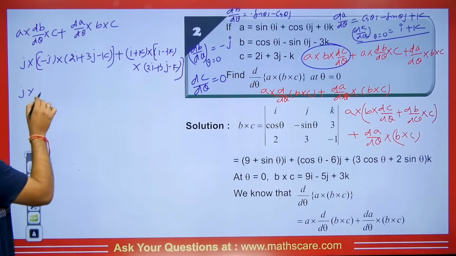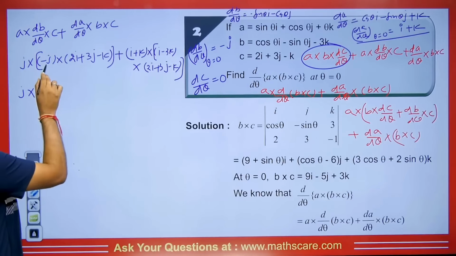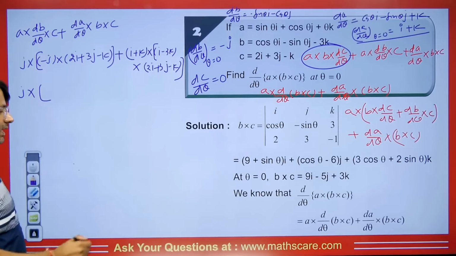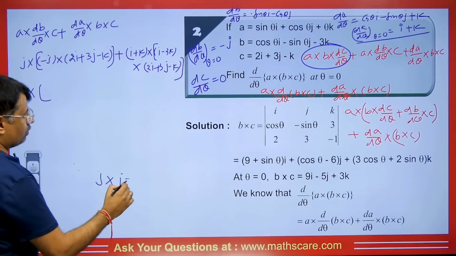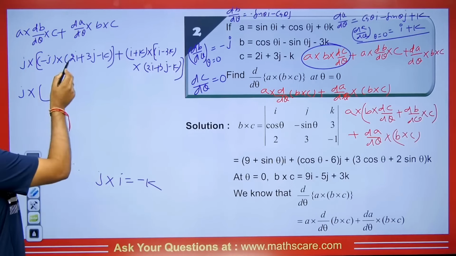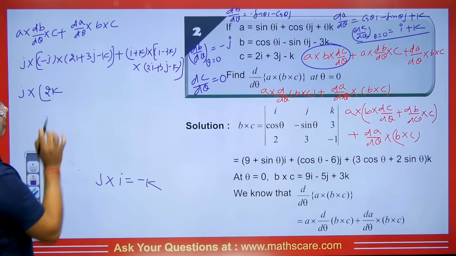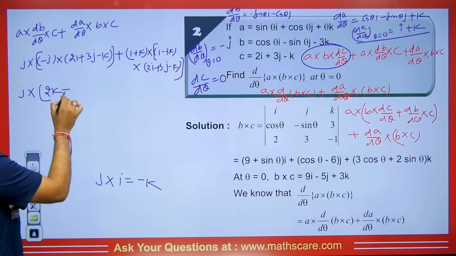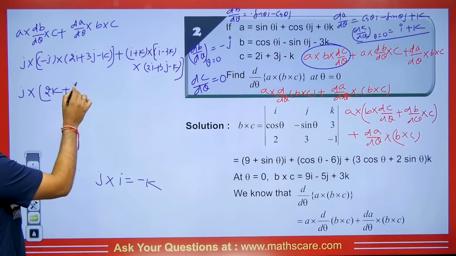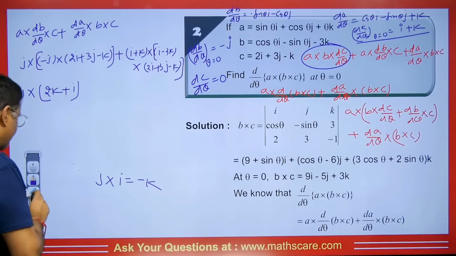This will be J cross, we multiply minus J with this. Then for J into I, we have minus K, if you notice. J cross I is minus K. This is minus K and minus is already there, so this will be 2K, right? This J cross J will be 0. Minus is plus, J cross K will be I, right? We will get this value clear.